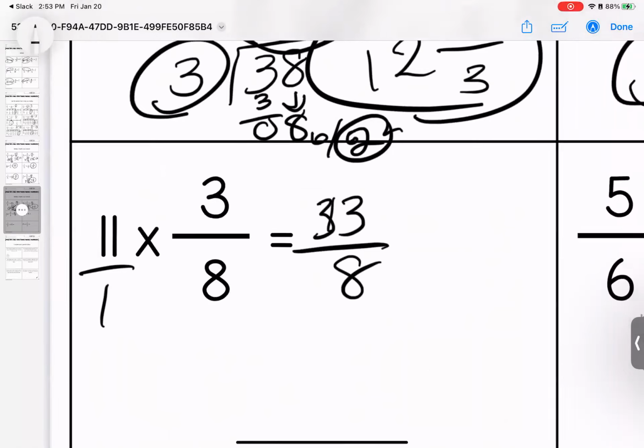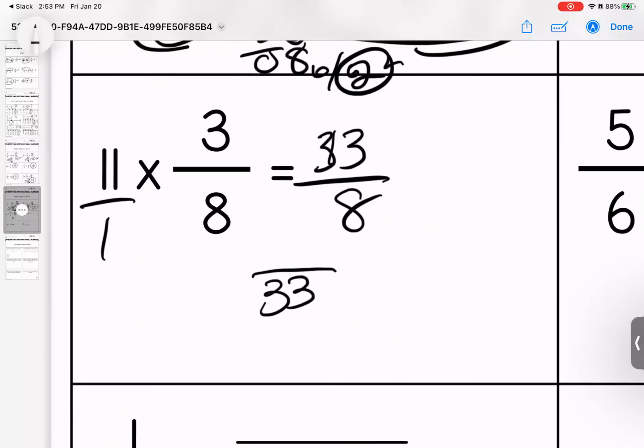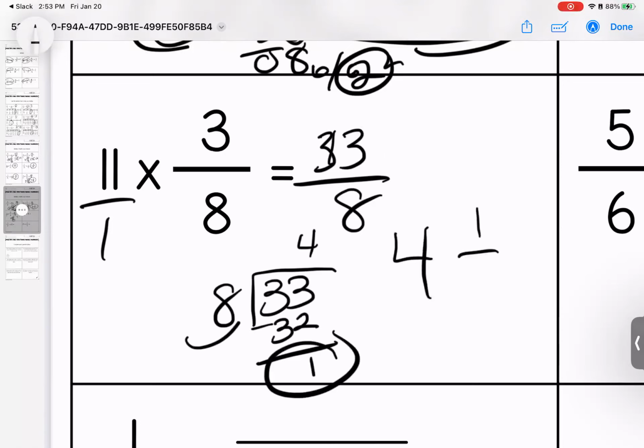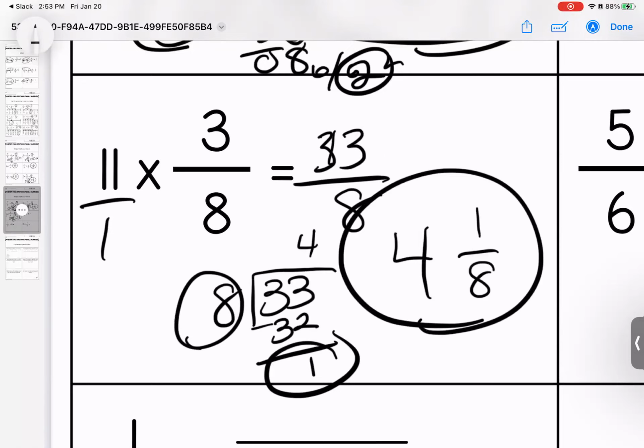8 times 1 is 8. Divide to simplify. 8 times 4 is 32. That's the closest I can do. Subtract for 1. This is the same as 4 and 1/8.